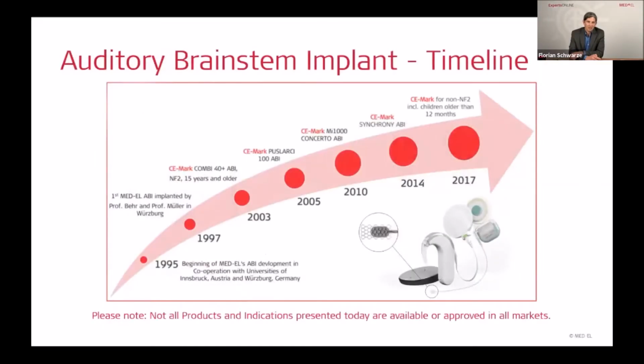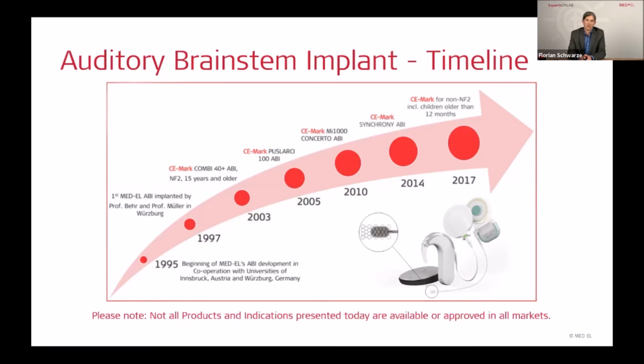We at MED-EL have a long-standing history with an ABI system. The development started back in 1995 as a cooperation between the universities of Innsbruck and Würzburg, with the very first ABI manufactured by MED-EL being implanted in Würzburg by our today's speaker, together with Professor Müller in Würzburg in 1997. Since then, the device received the CE mark for the indication of neurofibromatosis type 2 in 2003, and then saw several hardware updates throughout the years.